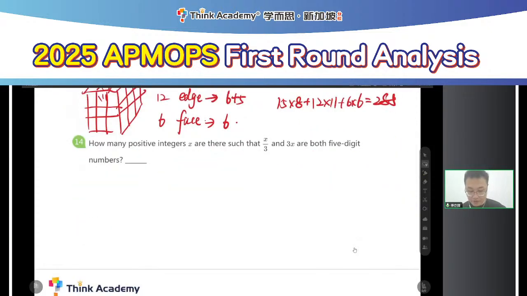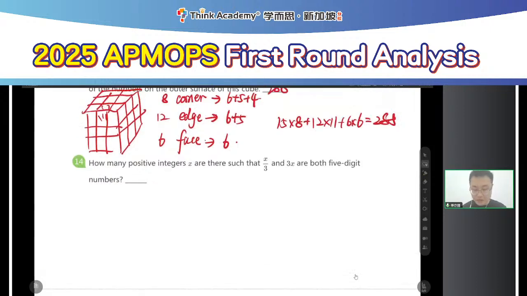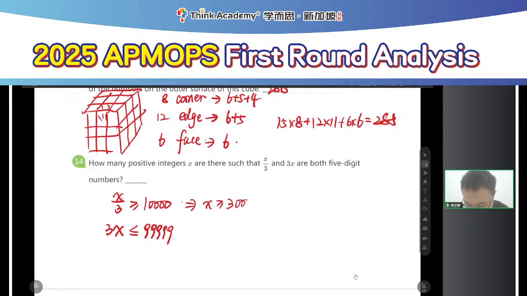Okay, then question 14: how many positive integers x such that x over 3 and 3x are both 5-digit numbers? The smallest one, x over 3, should be at least 10,000, but 3x should be at most 99999. So the smallest value for x is 30,000 and the maximum value is 33333. So x must be between 30,000 and 33333.